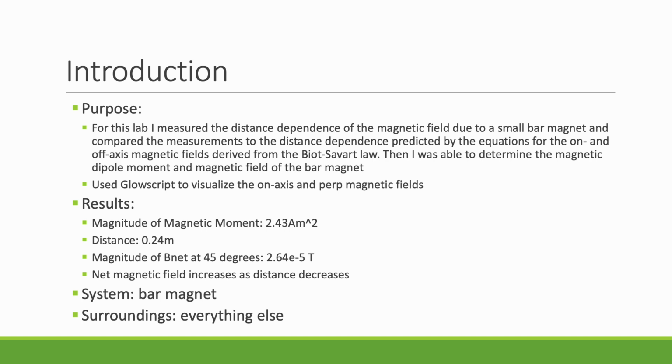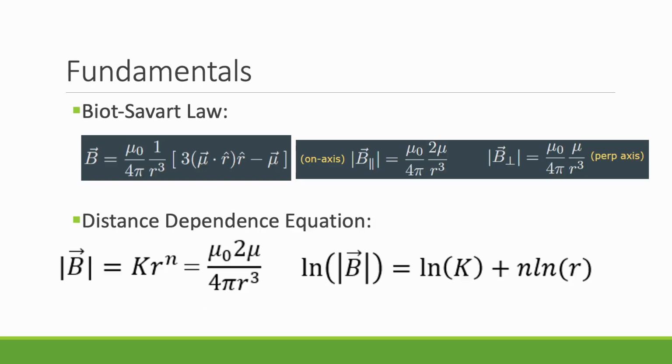And for the system of the lab, it is the bar magnet, and then the surroundings were everything else included in the lab. So the main physics principles I used in this lab are listed here. I used the Biot-Savart law and the distance dependence equation. With these fundamentals, I was able to calculate the magnetic dipole moment to use in the GlowScript code later on, and the magnetic field of the bar magnet.